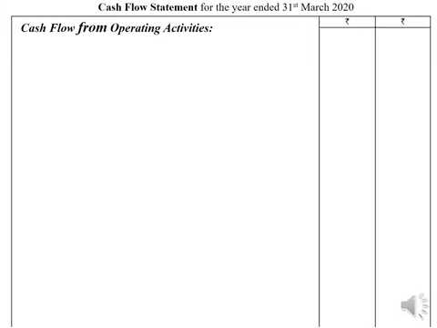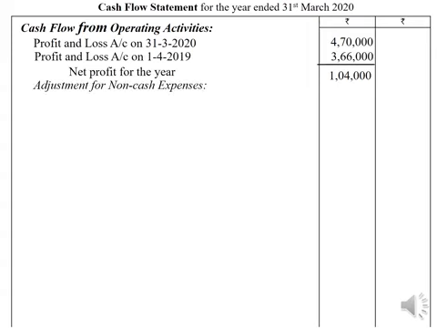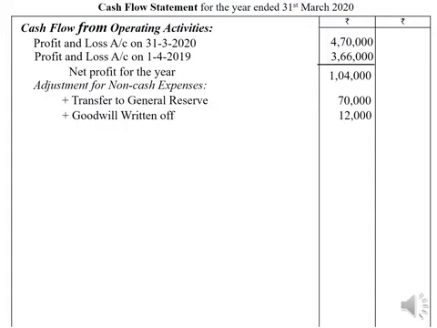Moving on to cash flow statement. Cash from operation activities, similar, profit and loss account closing balance 4,70,000, profit and loss account opening balance 3,66,000. Difference is profit earned during the year 1,04,000. To this, adjust non-cash expenses. Transfer to general reserve is given 70,000. Goodwill written off is given, that is amount is 72,000 and 60,000. Therefore, 12,000 is decreasing in goodwill. That has to be treated as written off during the year through profit and loss account. Therefore, it is non-cash item. Therefore, added back.